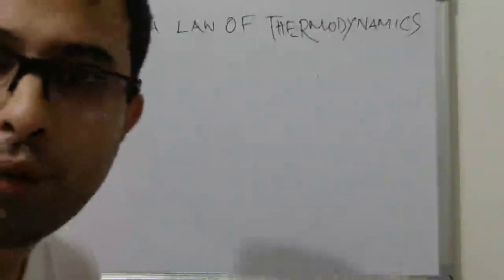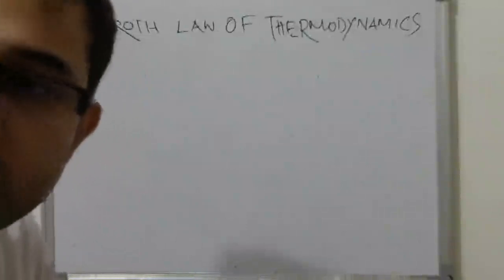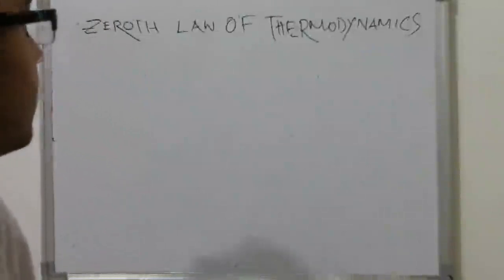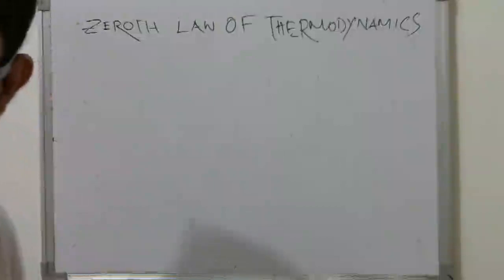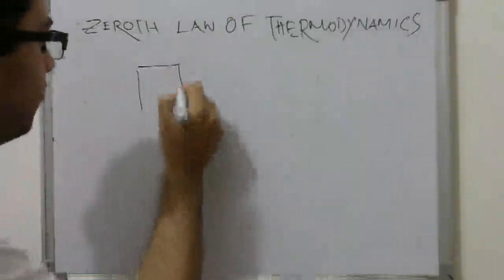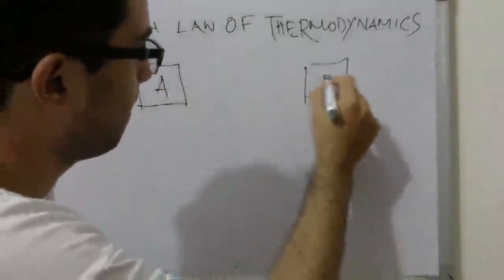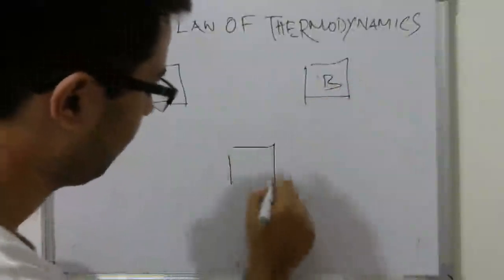All right. We now will talk about the Zeroth Law of thermodynamics. Let's understand what Zeroth Law is. So, let's say there are three systems A, B, and C.